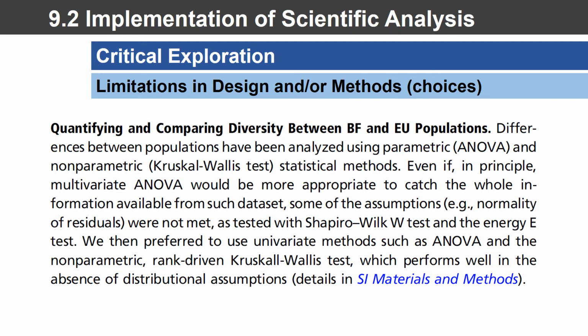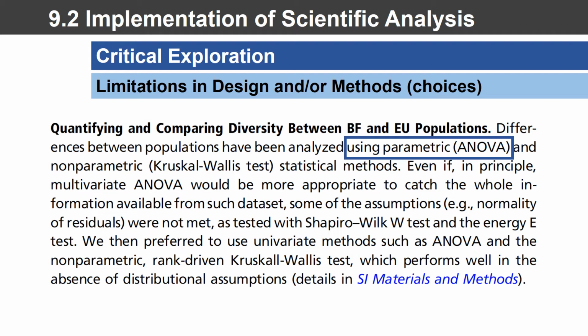So it's true that the shotgun approach would have gotten us a little bit closer, a little bit more depthful towards strains. But again, there's limitations, and so we're not just going to make that blanket statement just yet. Let's go down further then in the methods to the next section, quantifying and comparing diversity between BF and EU populations. And I really want to point this one out because it will be very consistent with things you've heard before in this class. Right off the bat, how do they analyze their data?